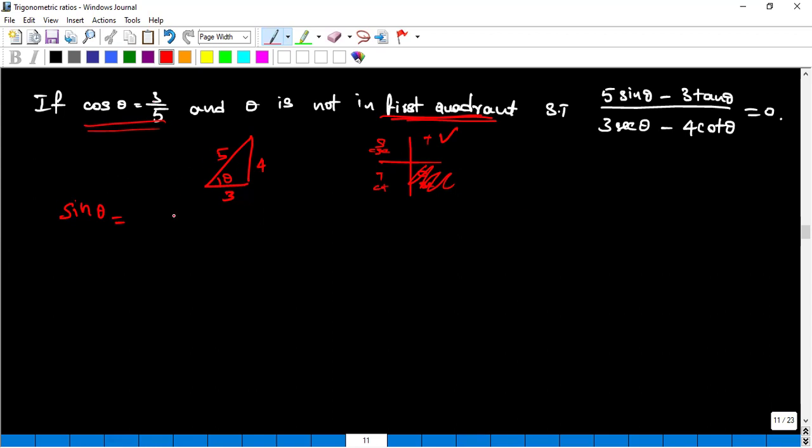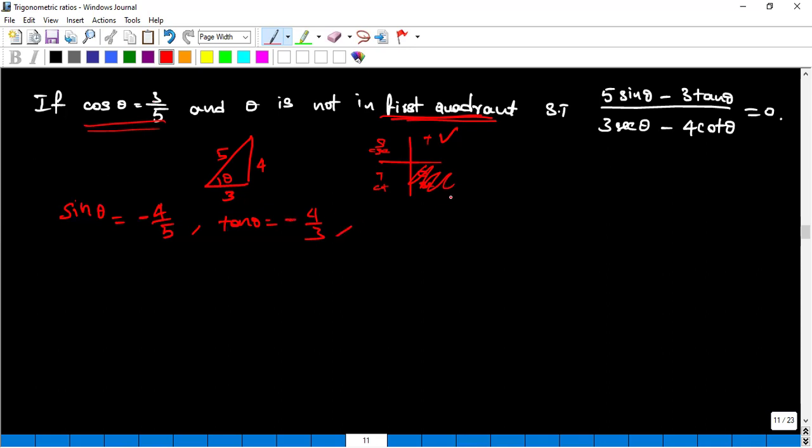Sine theta is opposite by hypotenuse. But which quadrant? We are in fourth quadrant. We know in fourth quadrant, sine is negative. So I will take minus 4 by 5. Then what is tan theta? Tan is 4 by 3, which is opposite by adjacent. But I am in fourth quadrant. In fourth quadrant, tan is negative.